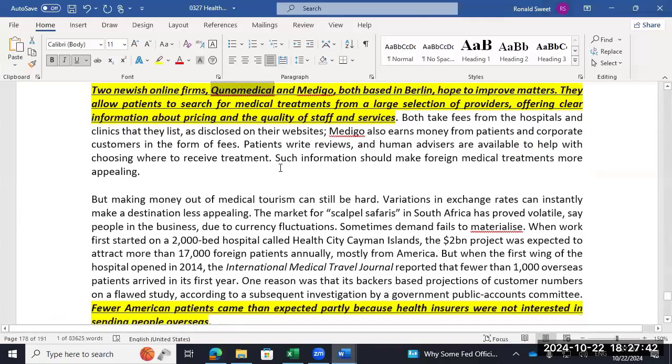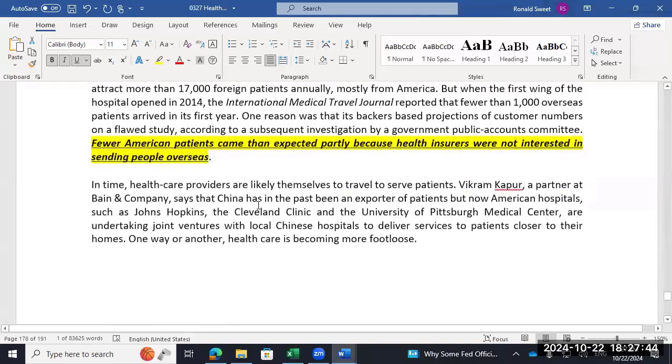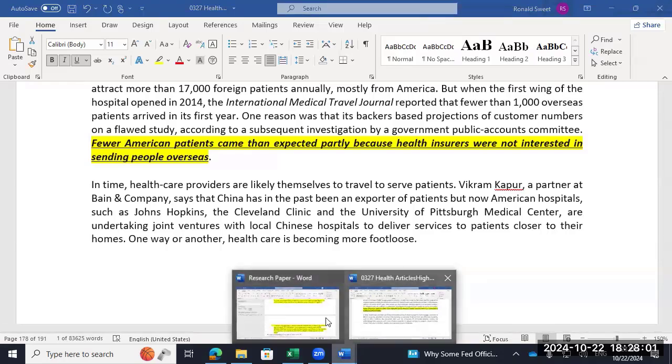And then Medigo. Fewer American patients came than expected, partly because health insurers were not interested. That's the other thing. If your health insurance company says that's out of network, doesn't matter if it's cheaper. So the insurance industry has got to get on board. And that may be an important point to make.